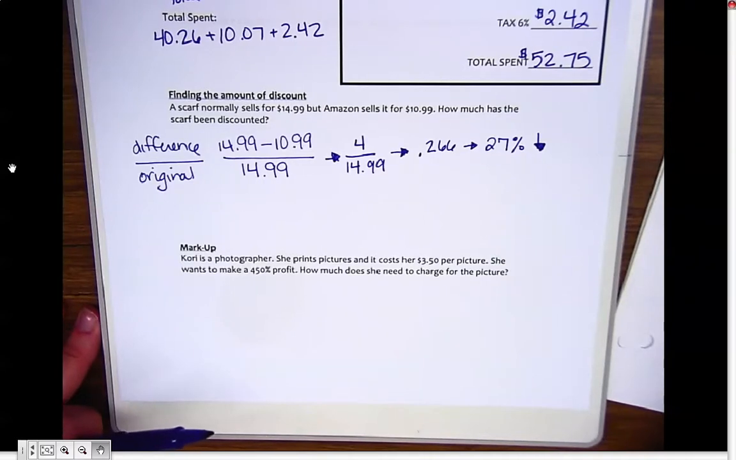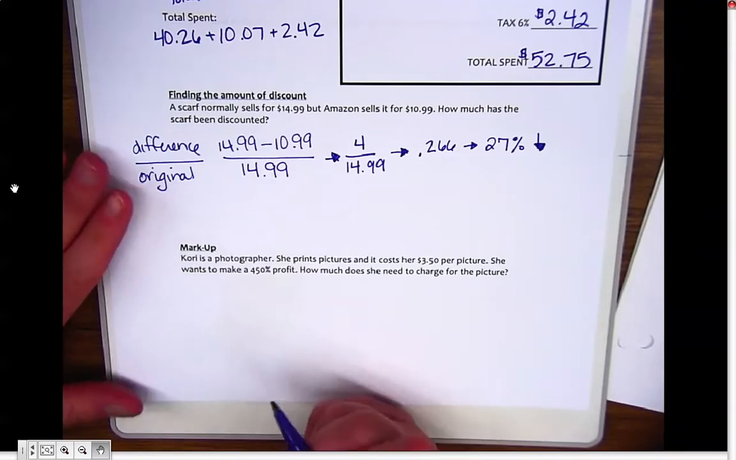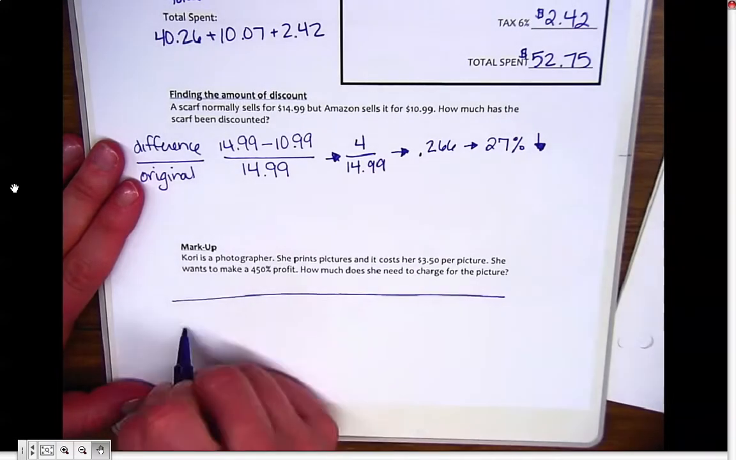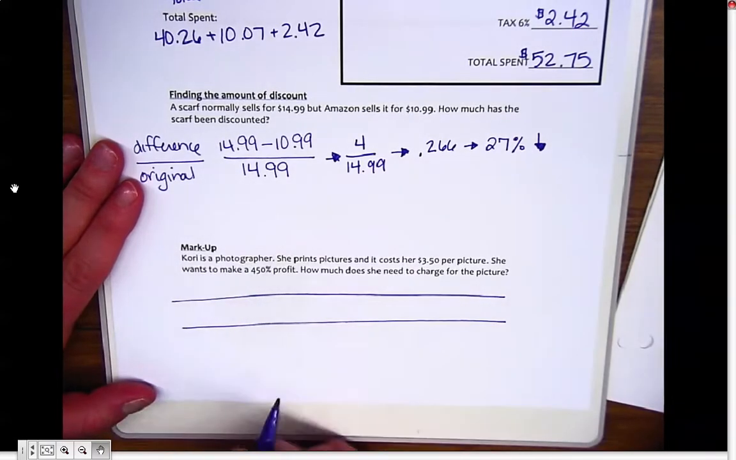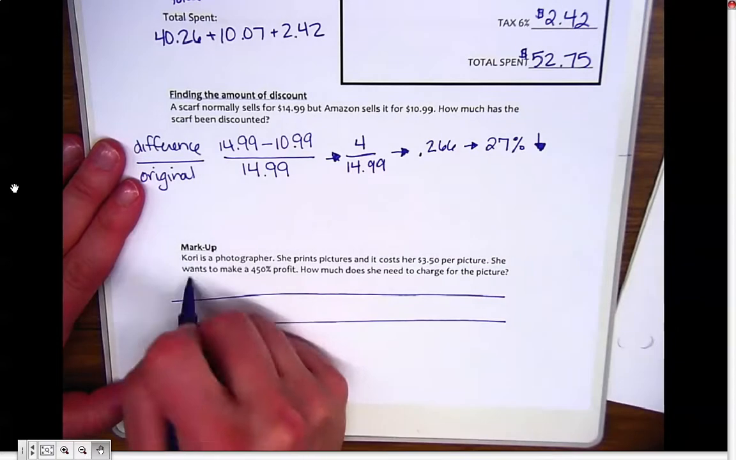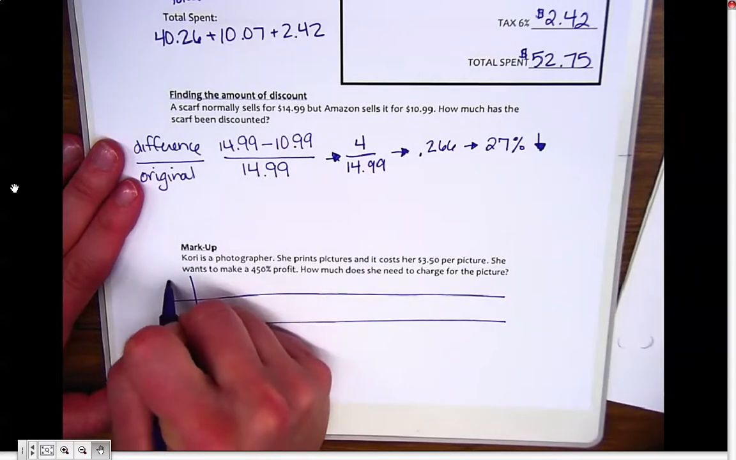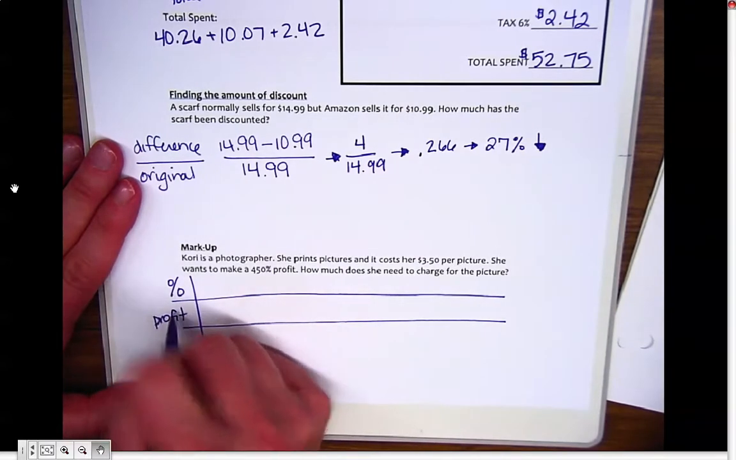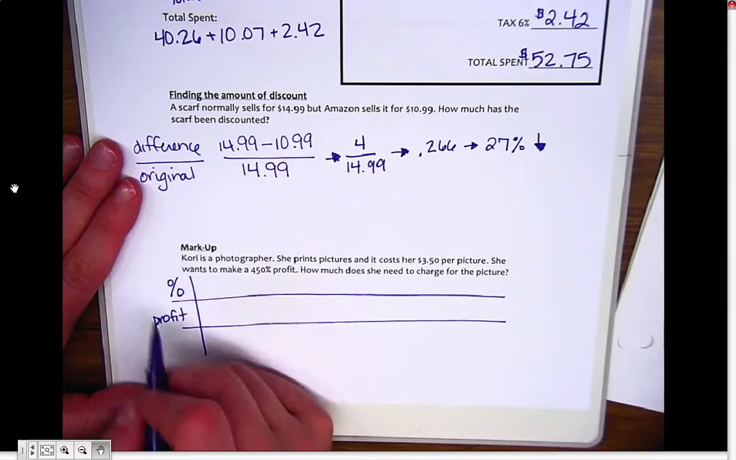She prints pictures and it costs her $3.50. She wants to make a 450% profit. How much does she need to charge for the pictures? So we're going to actually make a table for this one. And this table is going to have 3 lines. We're going to have the percent, the profit, and how much she's charging the customer.